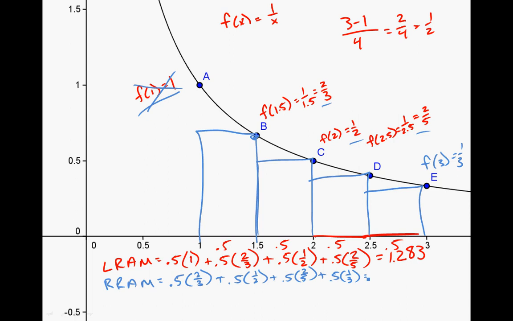All right, once again, let me crank this out on my calculator. 0.5 times 2/3 plus 0.5 times 1/2 plus 0.5 times 2/5 plus 0.5 times 1/3. And the answer I get is 0.95. All right, so that's my right rectangle approximation method.